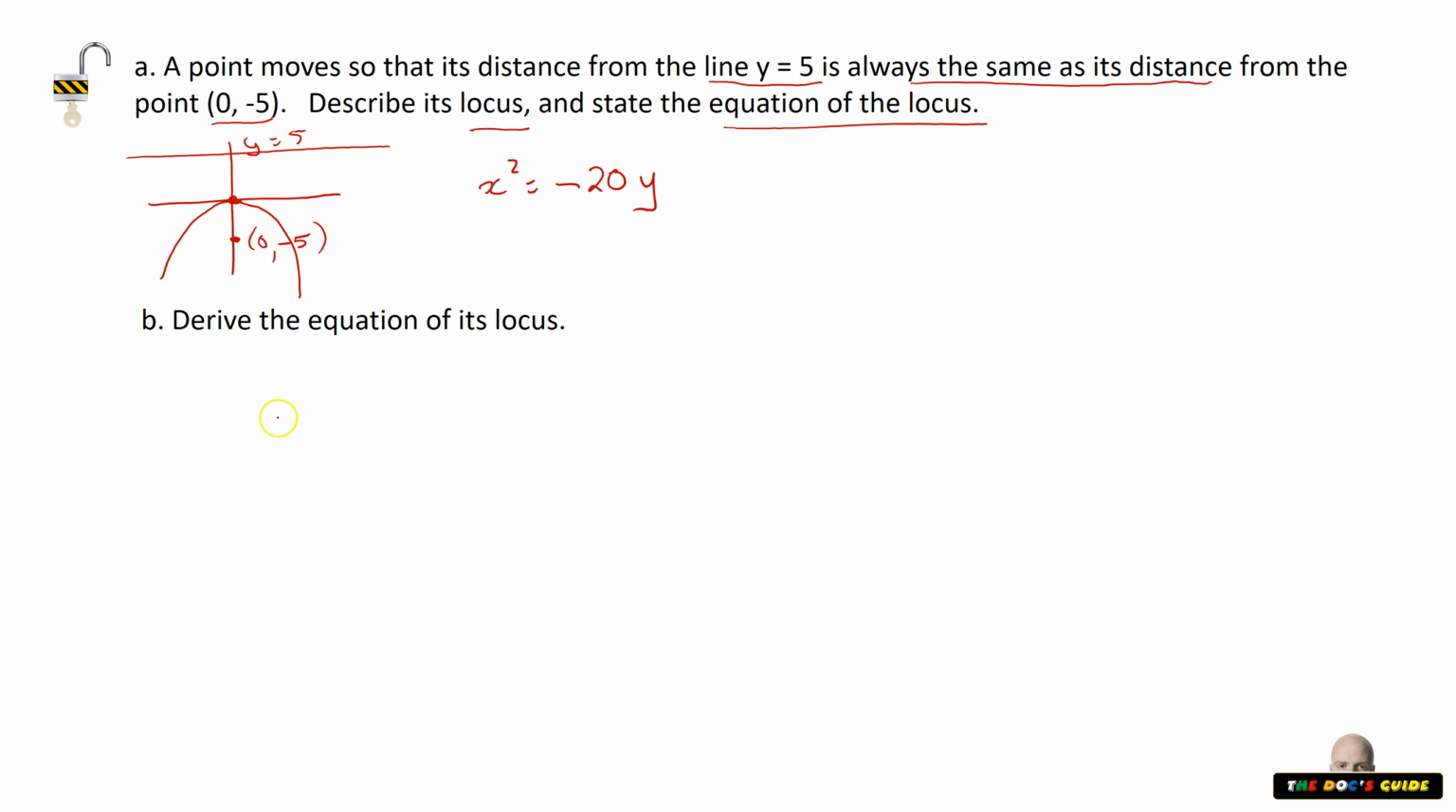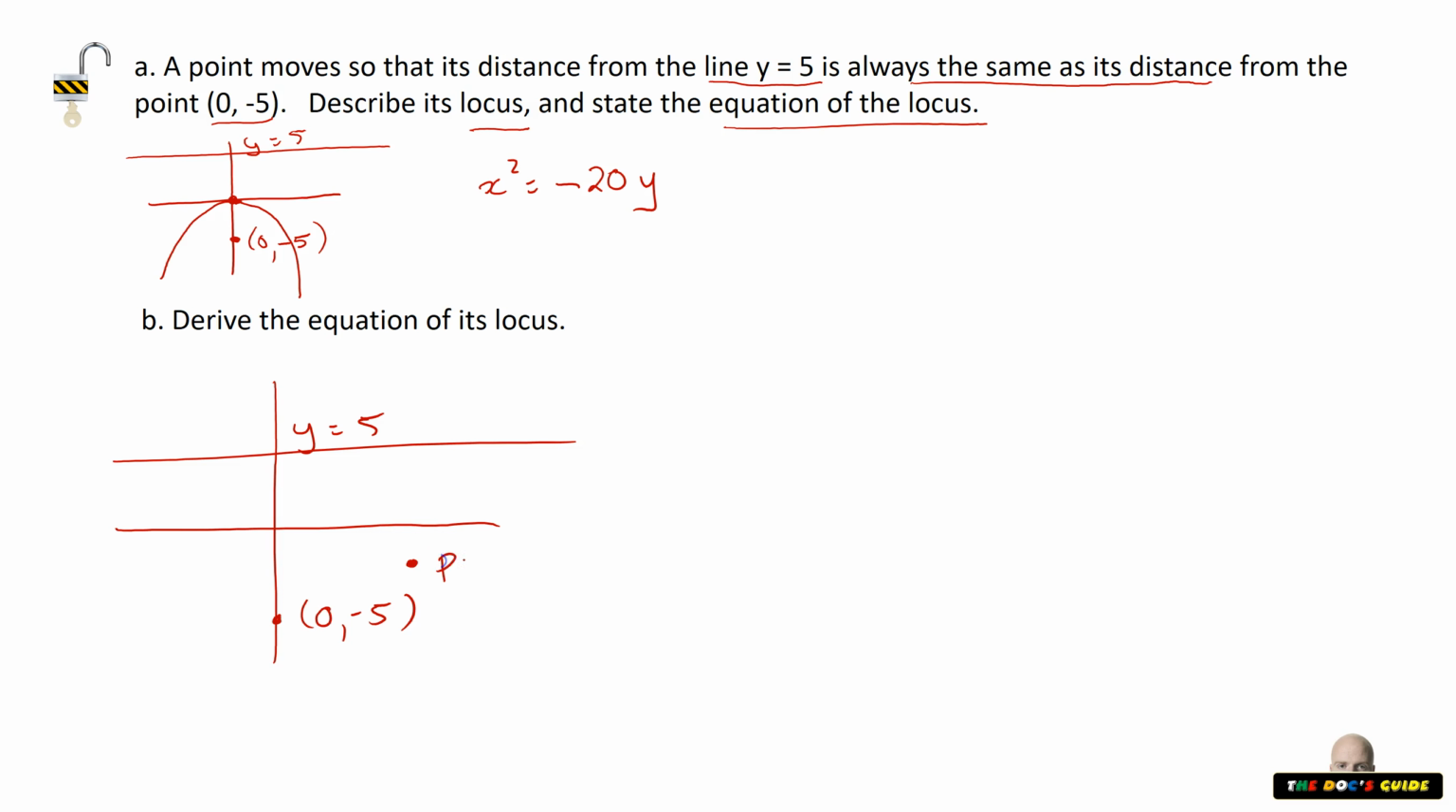Now if we had to derive that, we have to go a little bit more specifically. So again, we start with our focus here, (0, -5), and our directrix up here, y equals 5. We put P somewhere. It helps if we have a vague idea of where it might be, but if we didn't and we put it up here, that would be okay. And we know that we need these two distances to be equal.